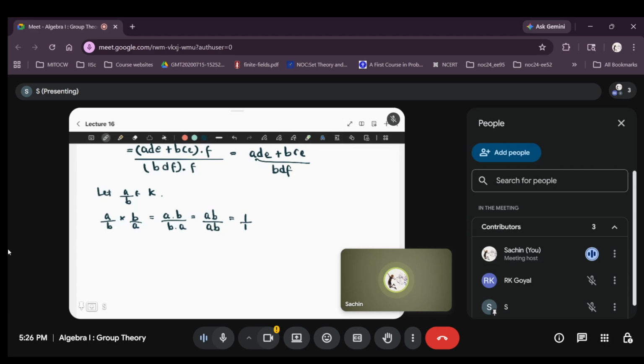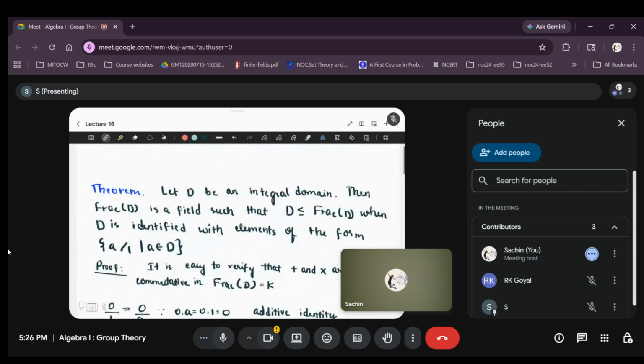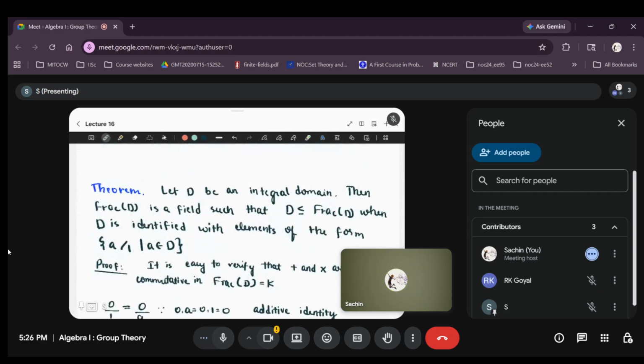Next, we have to show the second part. We showed that this is a field, but we also have to show that we can identify D with elements of the form a by 1, and that D is contained in frac D. So this is only up to an isomorphism.